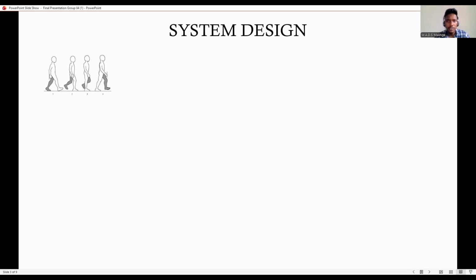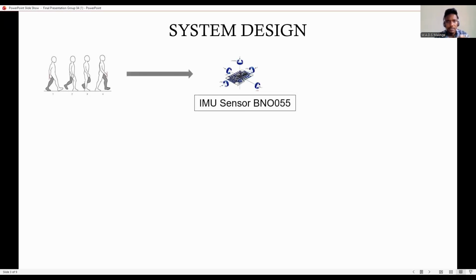Here I am going to explain the system design. First, the process starts with human walking. We capture the walking motion using the BNO055 IMU sensor, which is attached to the legs. The sensor collects motion data such as acceleration and angular velocity. This data is then sent to the ESP32 for data acquisition. So the walking data collected by the IMU sensor is sent to the ESP32.